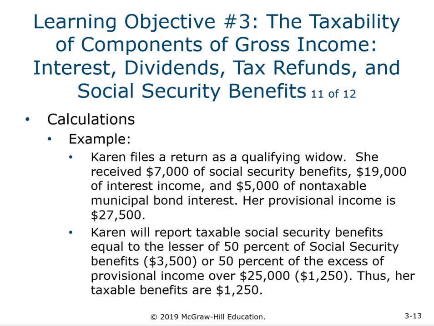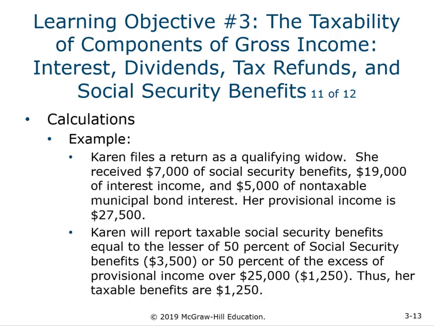Karen files her return as a qualifying widow. She receives $7,000 of Social Security benefits, $19,000 of interest income, and $5,000 of non-taxable municipal interest. So her provisional income would be the $19,000 of interest income, the $5,000 of non-taxable municipal bond interest, and half of her Social Security benefits. So that's $27,500. 19 plus 5 plus 3,500.